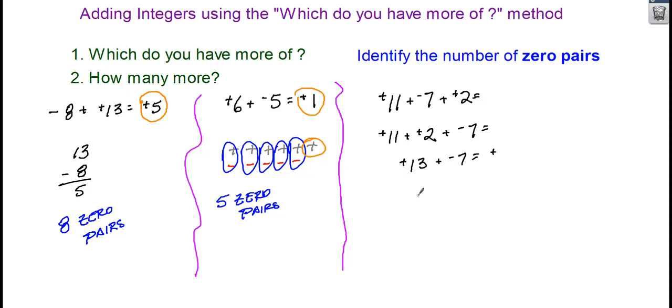How many more do I have? Well, I've got 13 positives, 7 negatives, and the difference between those, since they're different kinds of things, the difference between those is 6. So my answer is positive 6, and this negative 7, since there were fewer negatives, that tells me that I had 7 zero pairs.